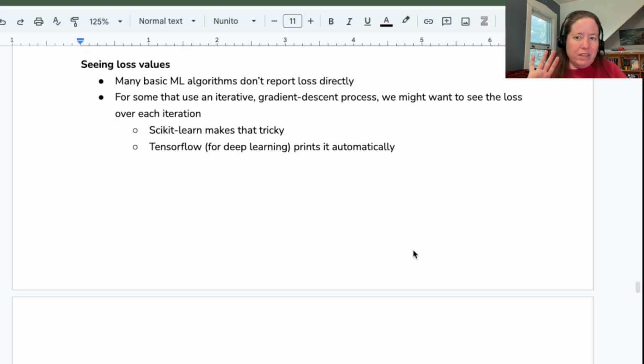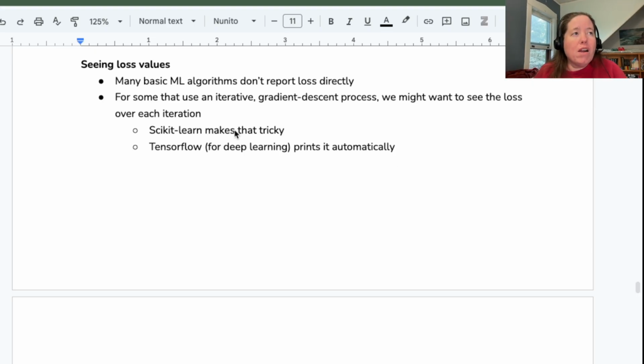All right, how would you get your hands on the loss values? Well, for many basic machine learning algorithms, it's not as meaningful a metric because it's intrinsic to how the thing operates, and it doesn't have an iterative process where you could watch the loss changing over the training process. You can ask some models where they're calculating the loss to report the loss at the end, if nothing else.